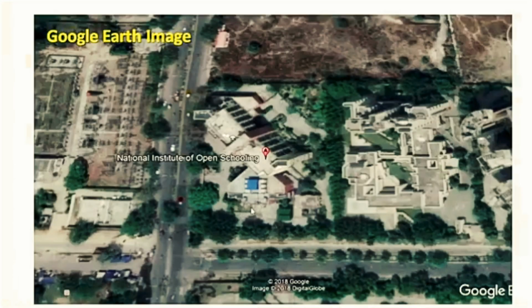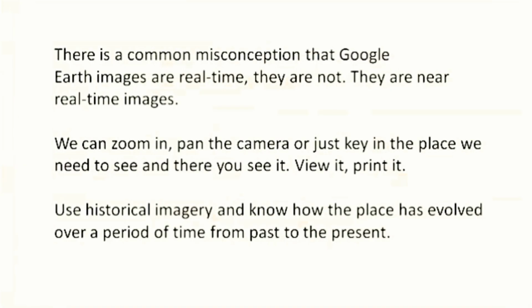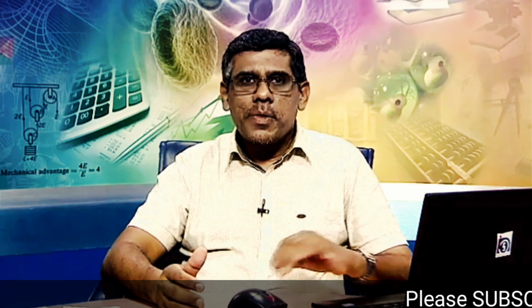Right here, if you see, this is a Google imagery of NIOS right here in Noida. And we believe that Google Earth images are real-time images. In fact, they are not. They are near real-time images. So, making use of facilities like Google Earth, we can zoom in, we can pan the camera, just see whichever place we want to see. You do not need to go to that place. You can view it, you can print it. We can make use of historical imagery to know what a place looked like, and how it has evolved over a period of time from past to present.